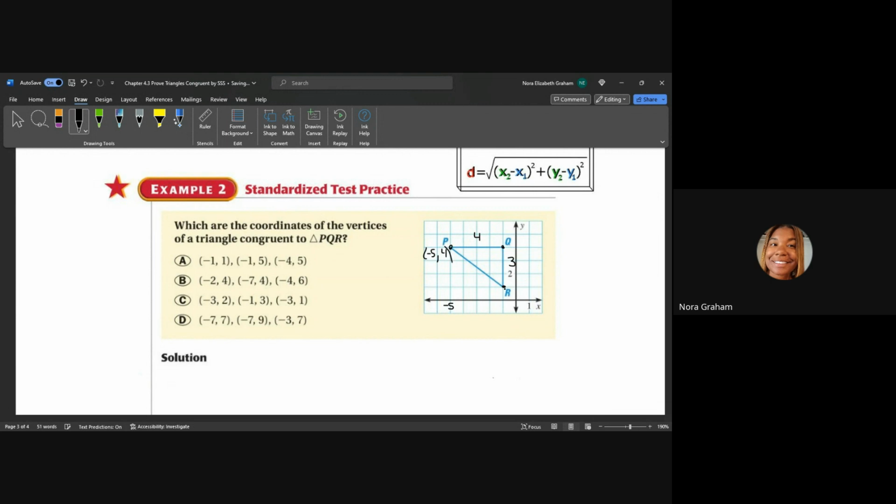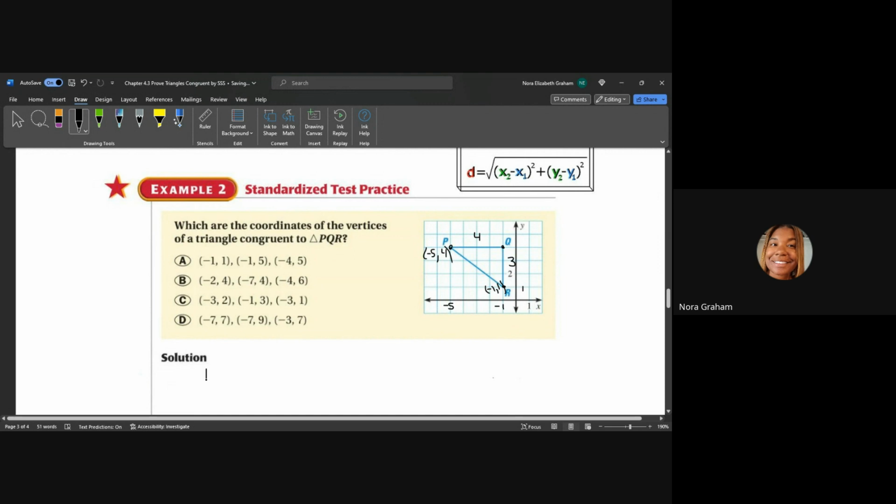And then the coordinate point for R is going to be -1 and up 1. My apologies. So that's going to be -1, 1. All right, so let's go ahead and use the distance formula to find what the distance between P and R is going to be. So using the distance formula, I'm just going to plug in my x's and my y's.